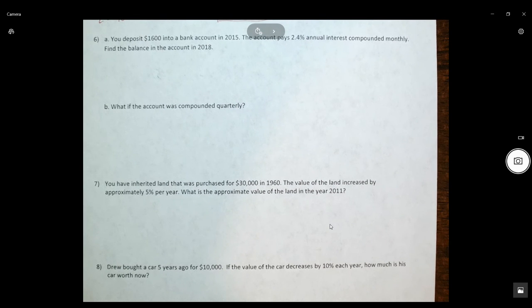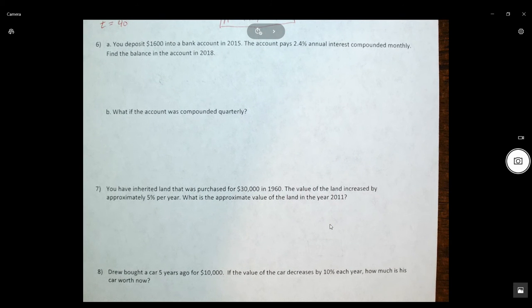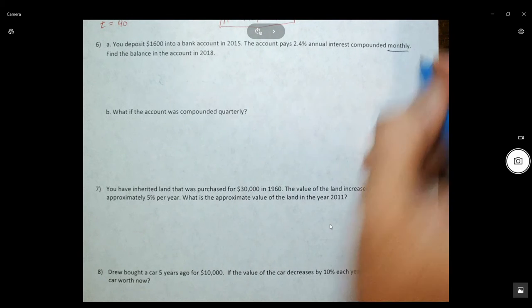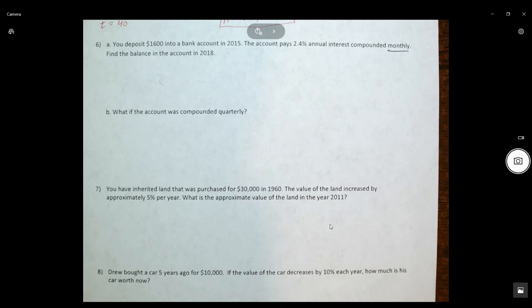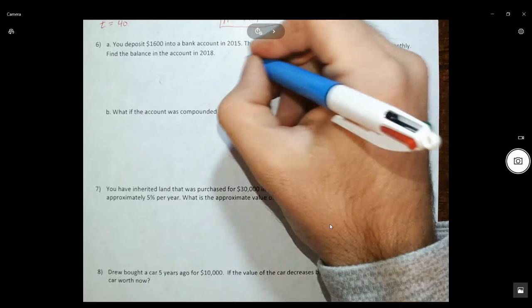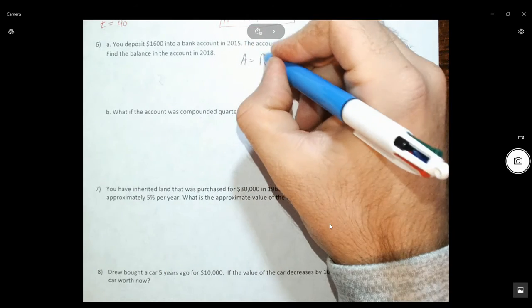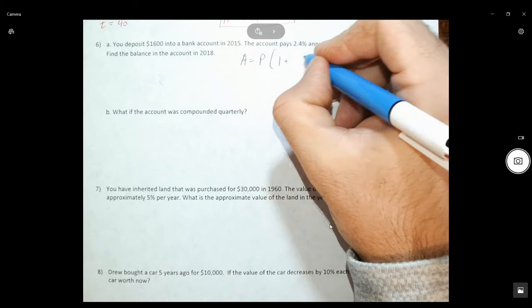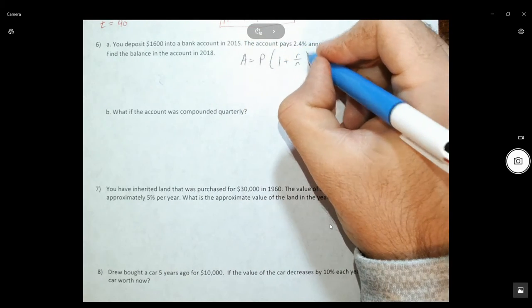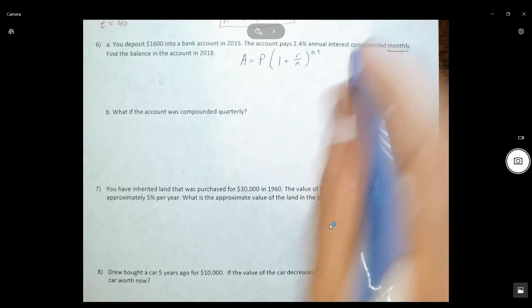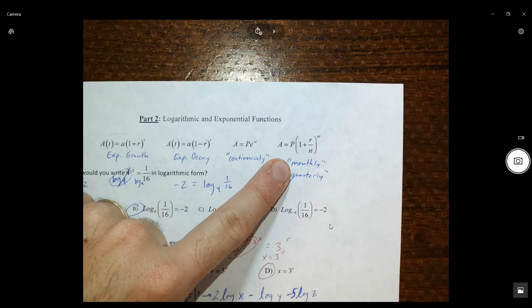Okay, number 6, you deposit $1,600 into a bank account in 2015. The account pays 2.4% annual interest compounded monthly. There we go, keyword. Find the balance of the account in 2018. Okay, this is our compound interest equation. So A is equal to P times 1 plus R over N to the NT. This is the same exact equation you see right here.